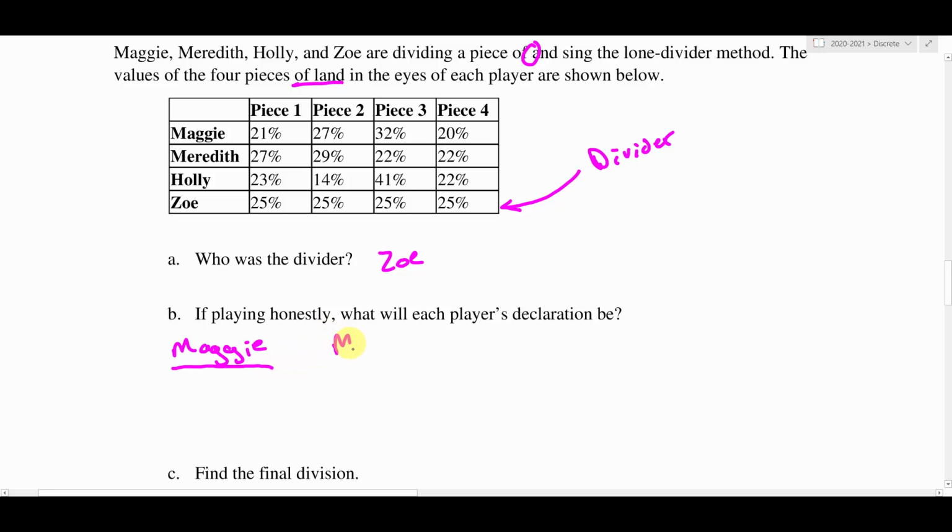So I'm going to say Maggie, Meredith, Holly, and Zoe. Okay, and so if we go through Maggie's now, remember fair share here is going to be different. You might want to jot this down since we're dividing up amongst 4 people. The fair share is 25%. So each of these people are only going to be happy if they get 25% or more of the land. Okay, so Maggie would be happy with piece 2 and piece 3.